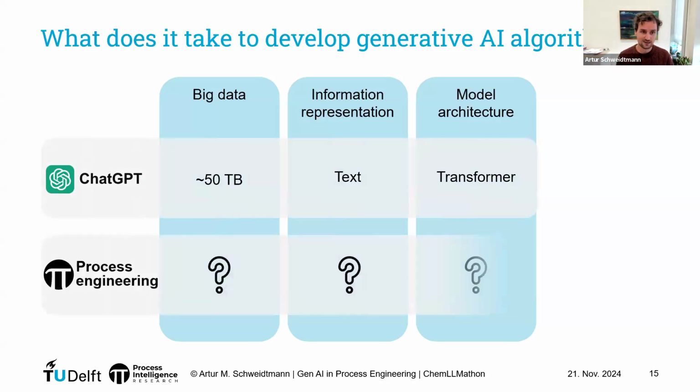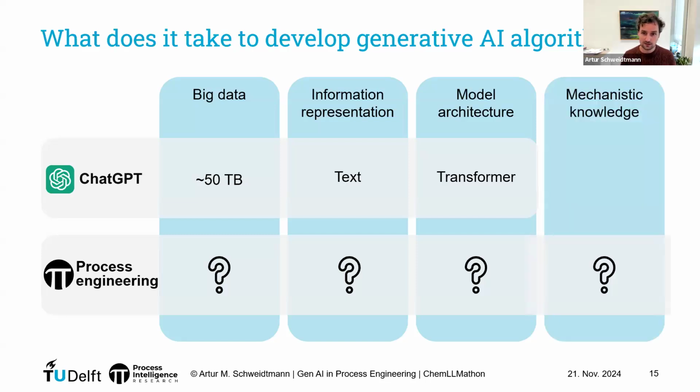So for us, the question is, what do we need in process engineering if we want to develop GenAI for us? So do we need big data? How much? Do we need information representation? Do we need the same models or different? And then we also have this additional domain that is the mechanistic knowledge, the physics, the chemistry, our knowledge and experience. And the question is, how can we get that in? Because that's currently not in models like ChatGPT.